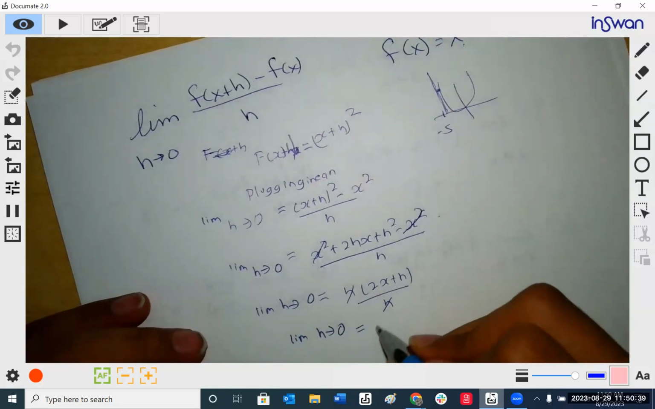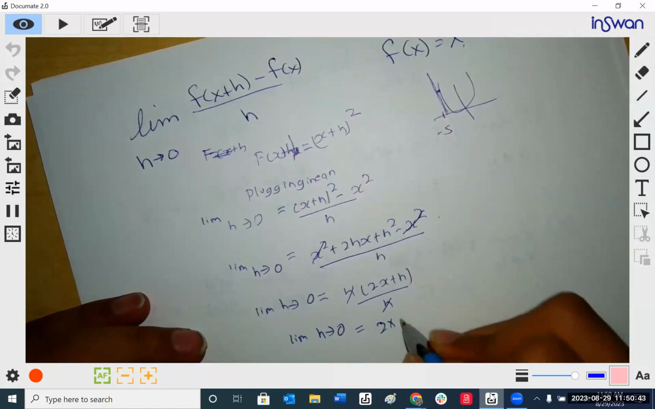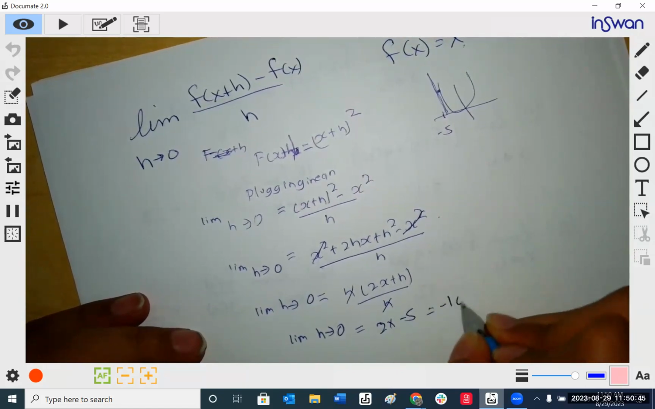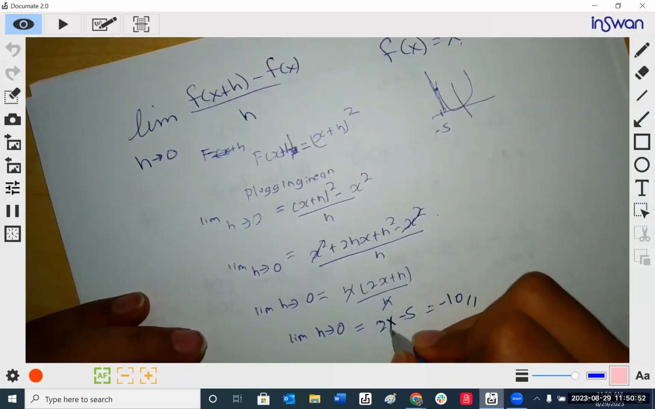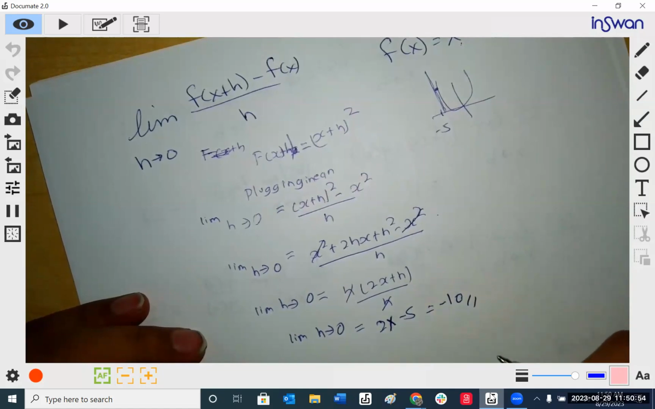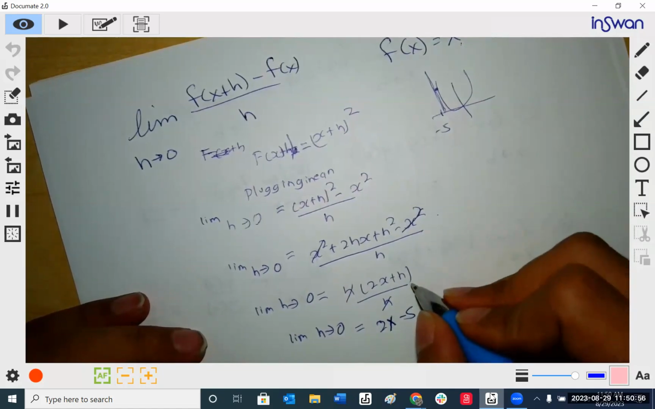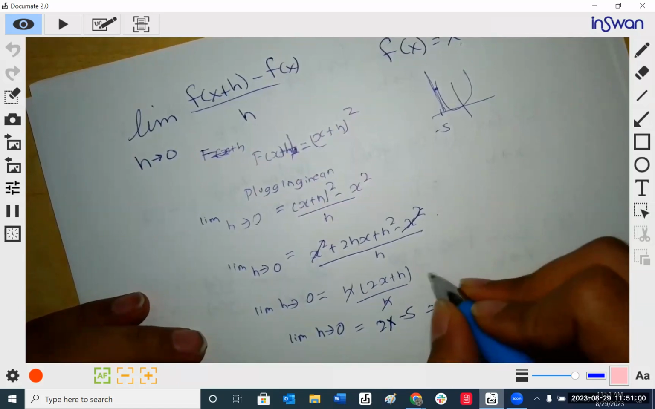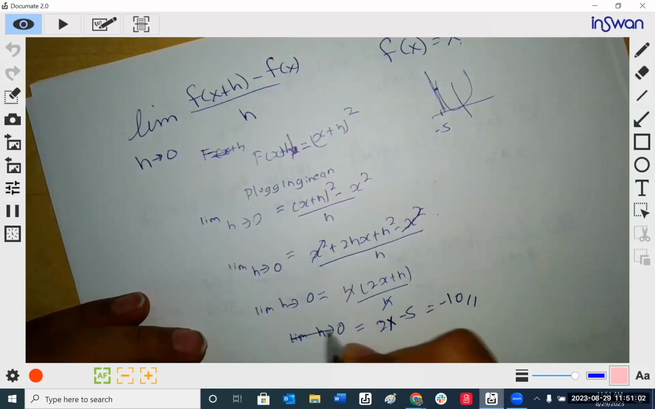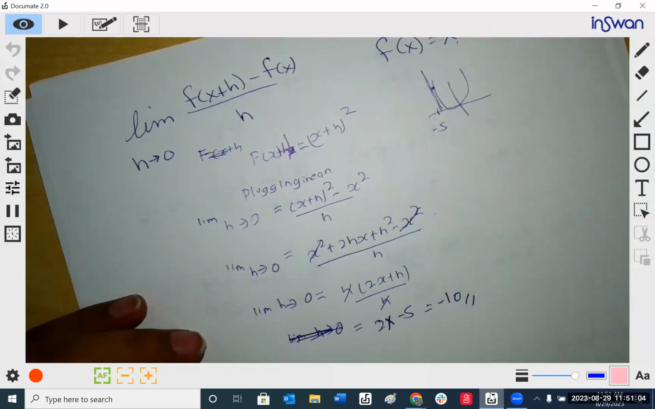So it's 2 into x, 2x, and 2 into minus 5, so it's 10. No, it's not 2x minus 5. Oh, it's multiply, because we have to first take the limit when h goes to 0. Yeah, it goes to 0. h disappears. Anywhere you see an h in your equation, it now becomes 0.